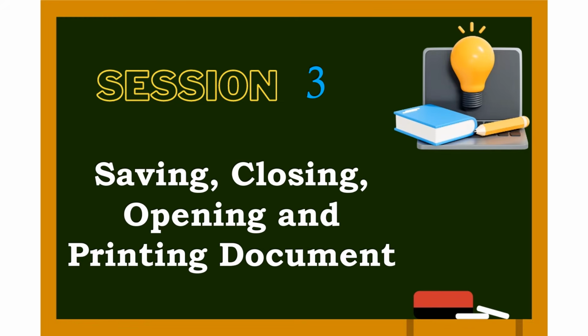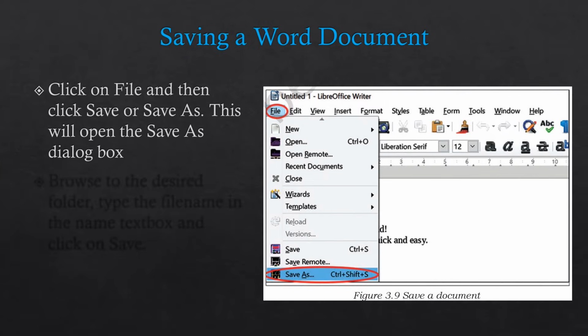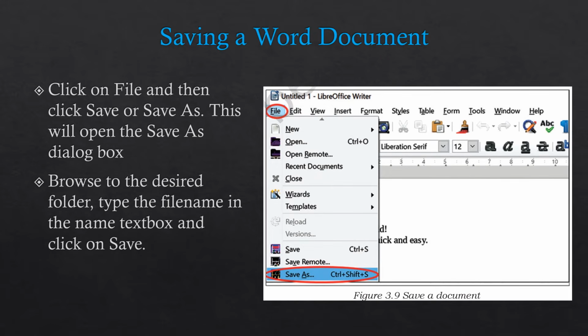Session 3: saving, closing, opening and printing a document. Click on the file menu, then click on save or save as. If you are saving the Word document for the first time, then a dialog box will open, the save as dialog box, and in that you have to select the location where you want to save the file, and type the file name in the name text box. Then you can click on save and the file will be saved.